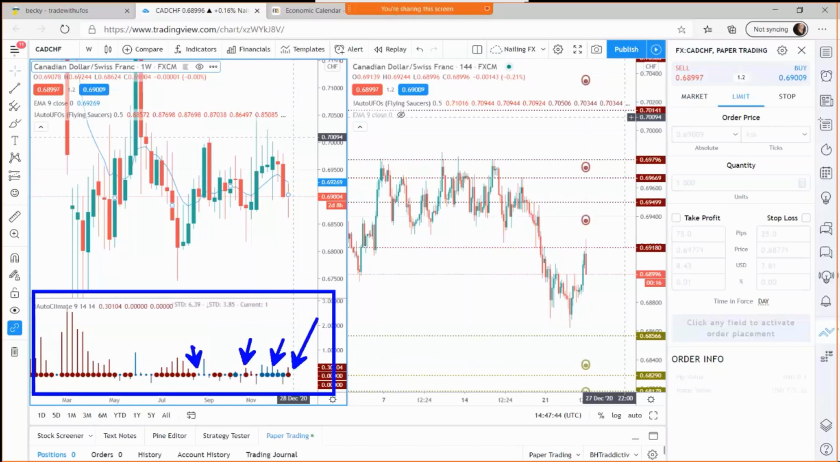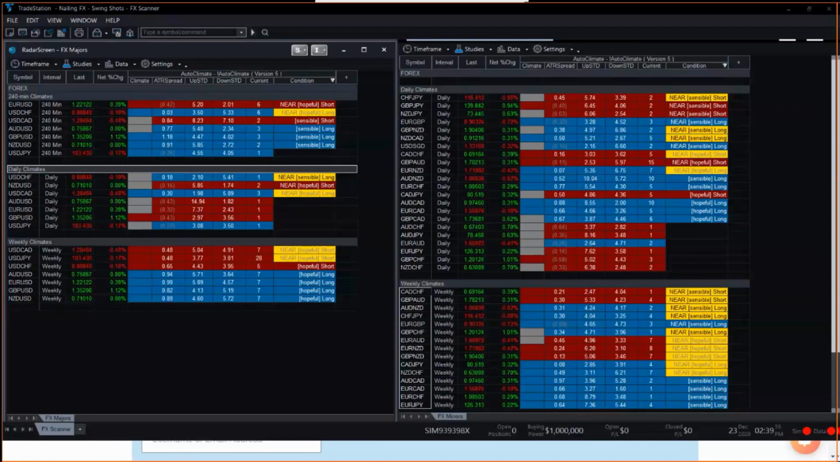So the Auto Climate answers that question for us, long or short. Now, if we had a thin dot of either color, you see these thin ones that I'm pointing out here, that would mean lack of probability either way, don't do anything. That answers the question, do nothing. Because we have here a nice thick red dot, that tells us we have probability to the downside, look to go short. That answers that question for us.